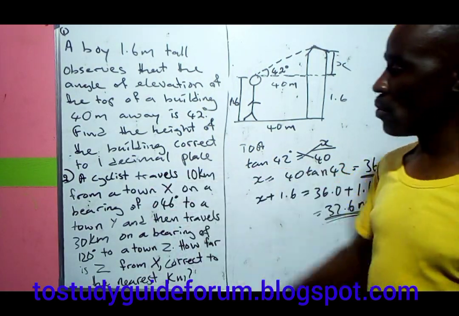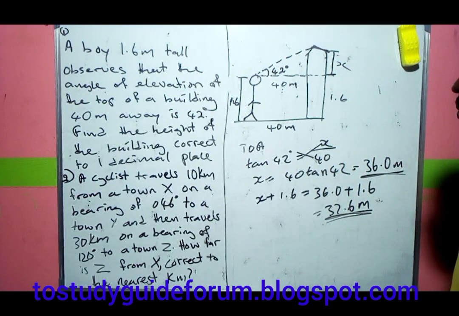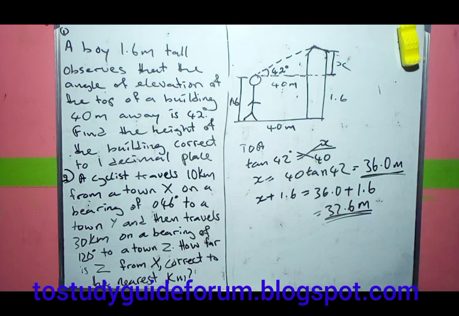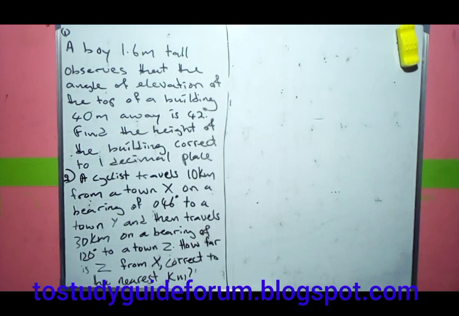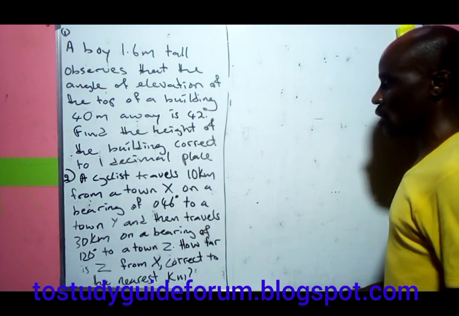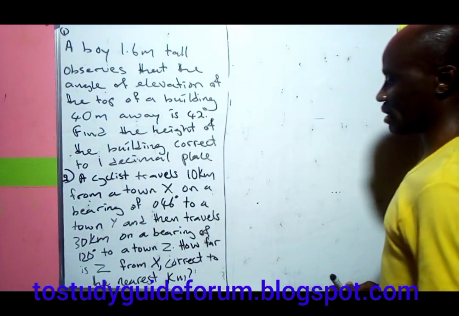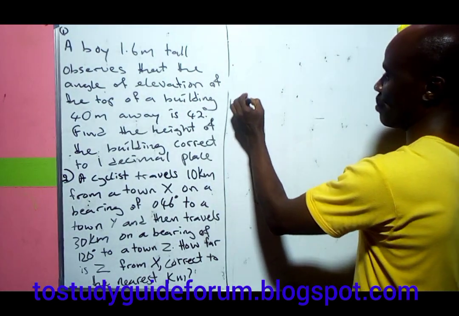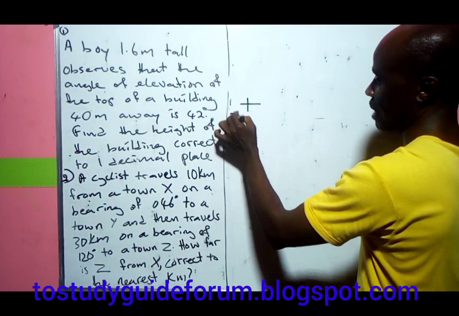So let's go over to the next question that we have there, that has to do with bearing. All right, let's continue. The next one said that the cyclist travels 10 kilometers from a town X. Assuming that we have the town to be, this is the town. The town X is this one.